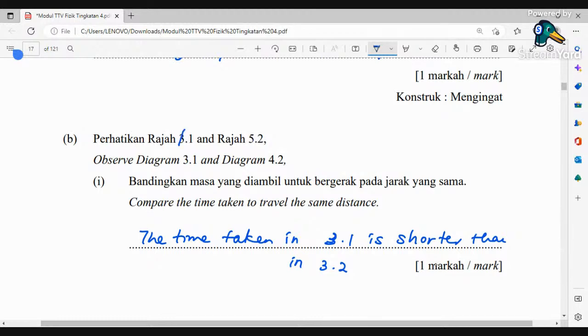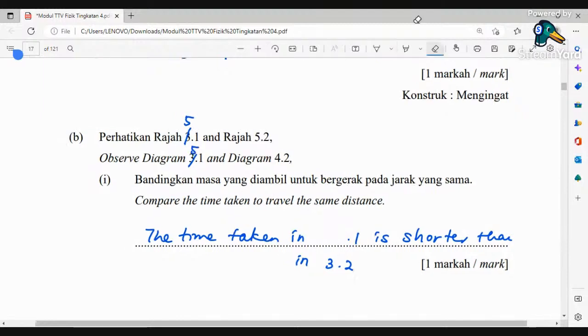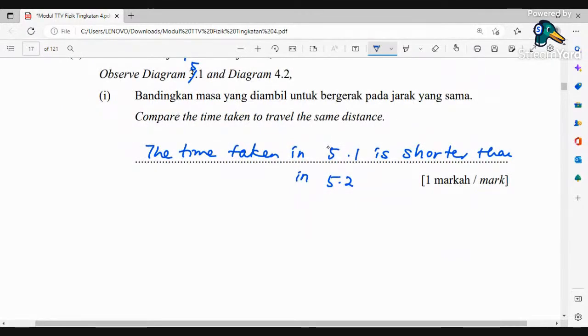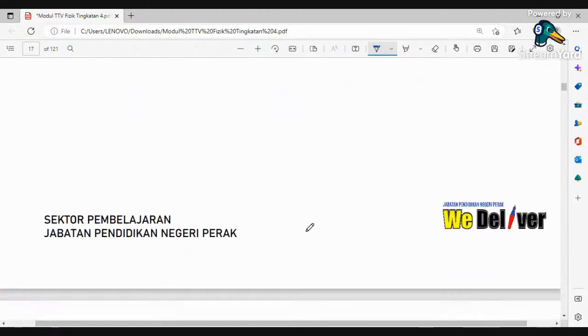Ini 5 ni ya, salah typing ni ya, 5. Okay, so saya tukar lah. Should be 5 lah, mana boleh 2. Jadi guna perkataan compare, shorter, smaller, lower, okay.